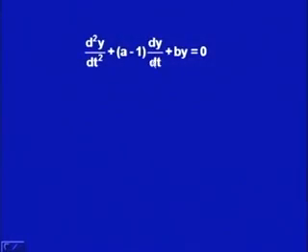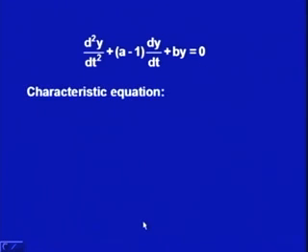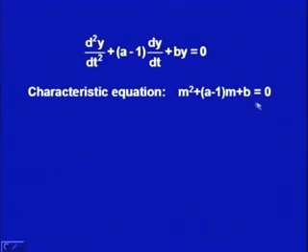We have got d²y/dt² + (a − 1) dy/dt + by = 0. To solve this, we require the characteristic equation. What is the characteristic equation? The characteristic equation would be m² + (a − 1)m + b = 0.